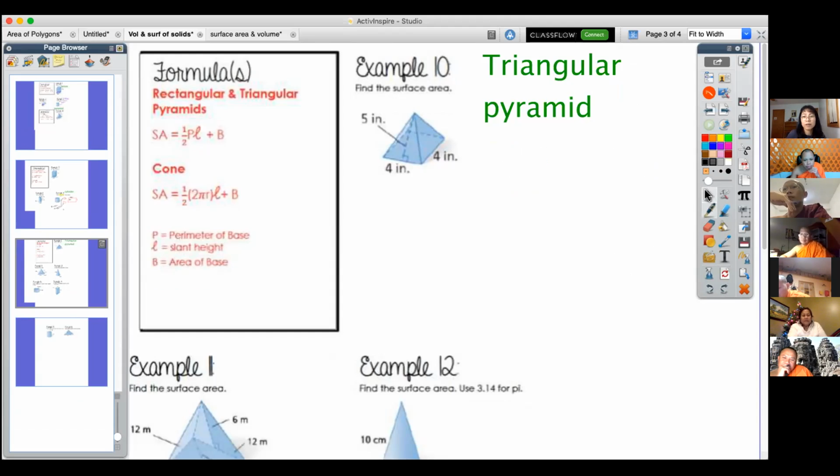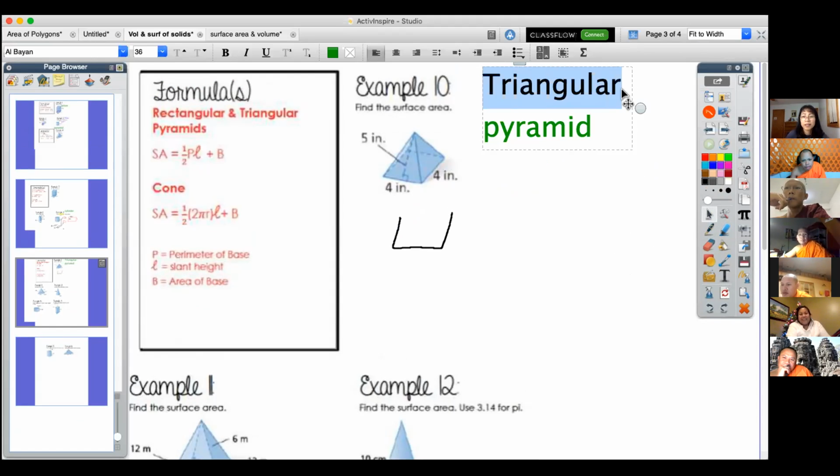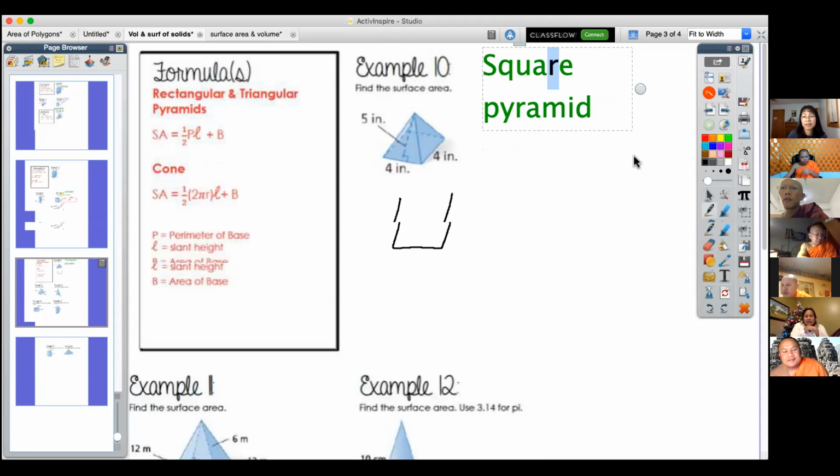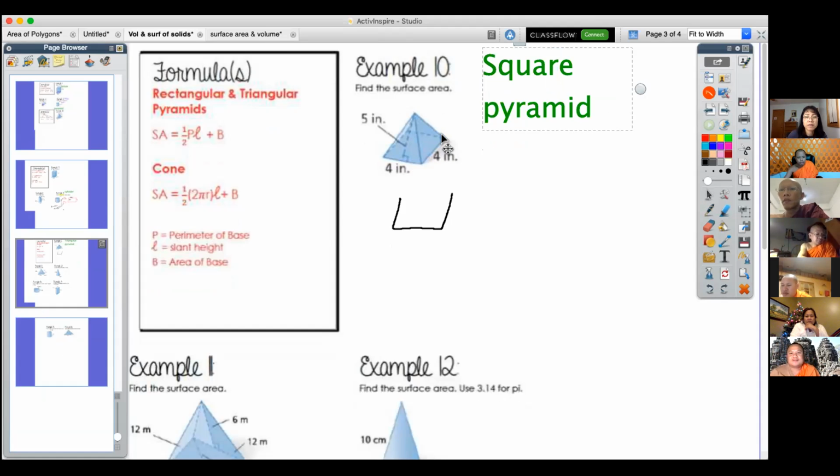So we are looking for the surface area. Again, you break it up. The base view is not triangular. What shape is my base? It's rectangular. What shape is my base? Okay, it's a square pyramid because this is a 4x4, so it's a square pyramid, okay? So the base is 4x4.